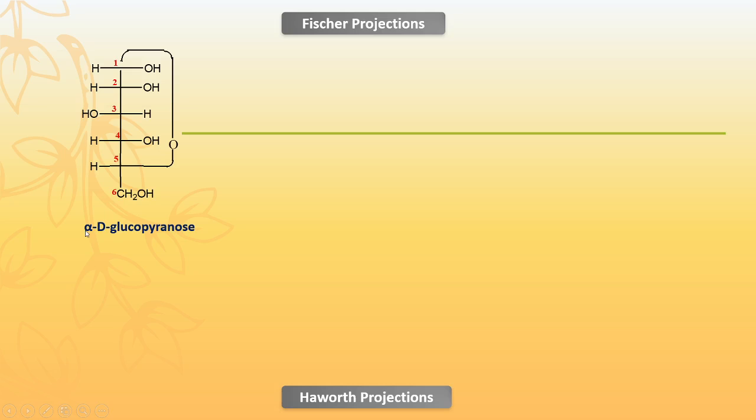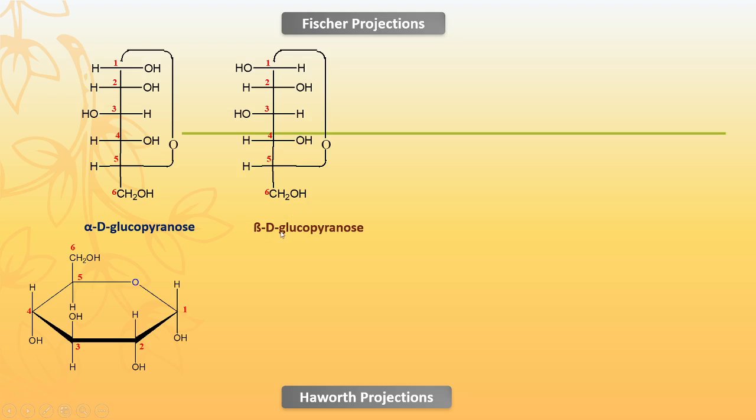The first one is alpha D-glucopyranose. This is the Fischer form of alpha D-glucopyranose. This is the 6-member ring. Therefore, here we write pyranose. This is the Fischer form of alpha D-glucopyranose, and this one is a Haworth projection. So you can see here the oxygen is drawn to the back on the right hand side and the OH is below in the Haworth projection.